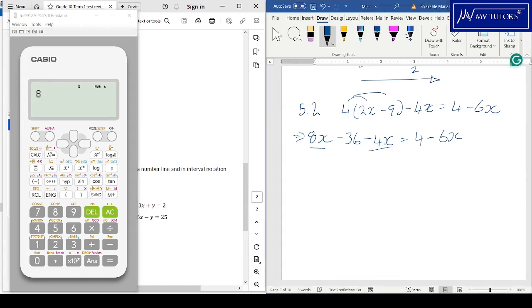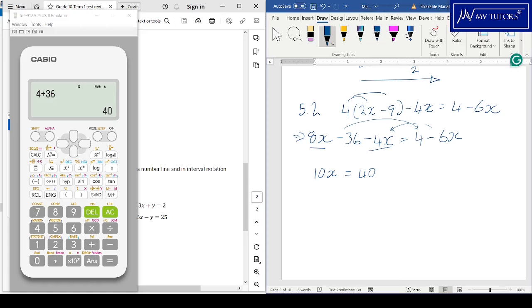Minus 4. So minus 4. And then when I take this to the other side, it becomes plus 6. So then I have 10x is equals to... now for this side, I have a 4. And then I want to bring this number to that side, right? So it becomes positive, and it becomes plus 36 is 40.